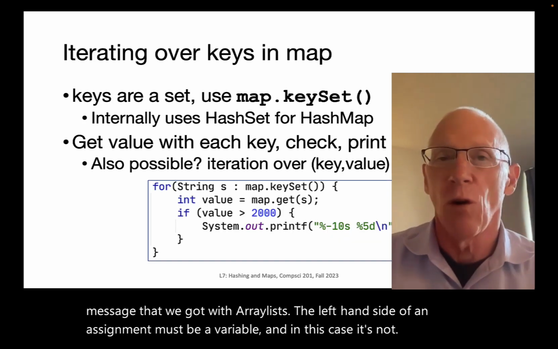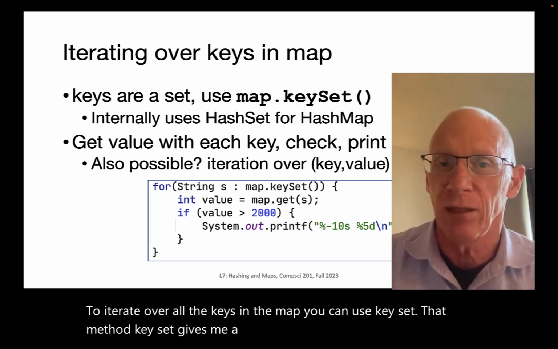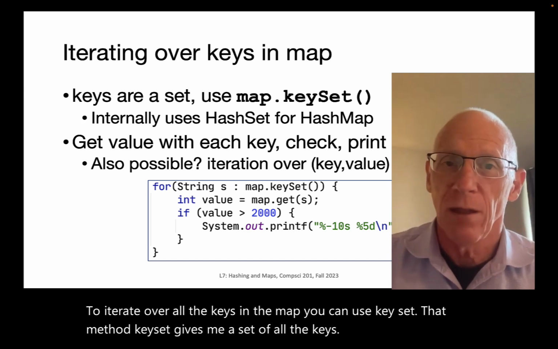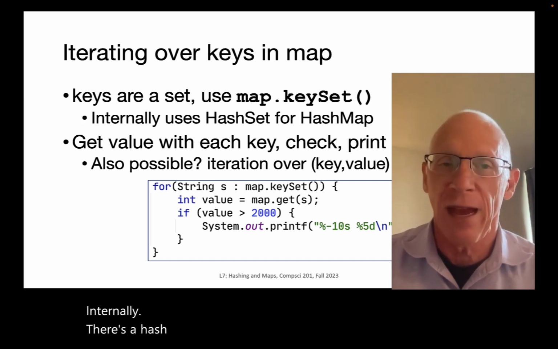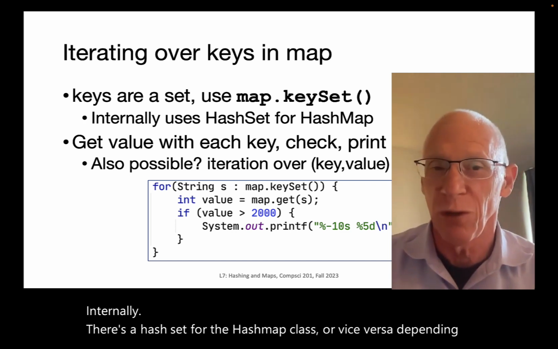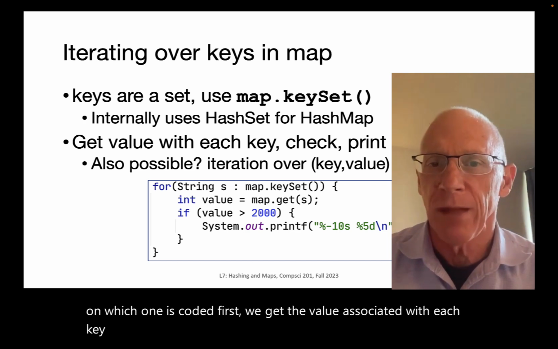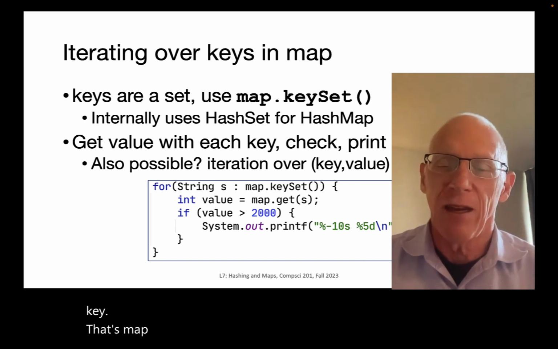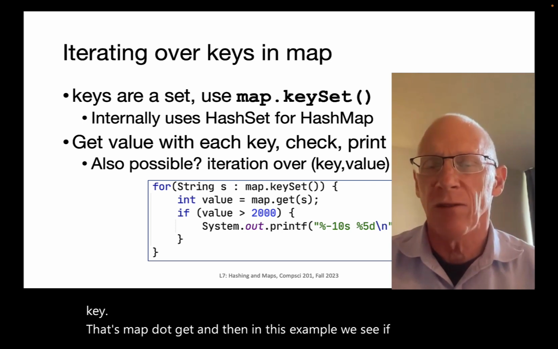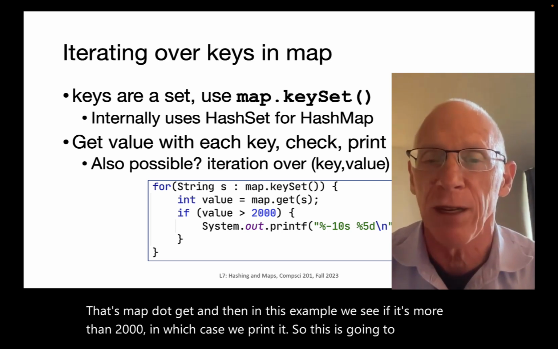To iterate over all the keys in a map, you can use keySet. That method keySet gives me a set of all the keys. Internally, there's a HashSet for the HashMap class, or vice versa, depending on which one is coded first. We get the value associated with each key. That's map.get. And then in this example, we see if it's more than 2,000, in which case we print it. So this is going to iterate over every key.